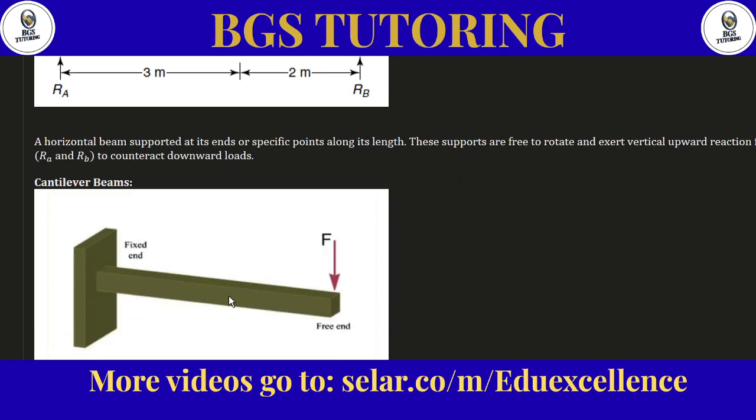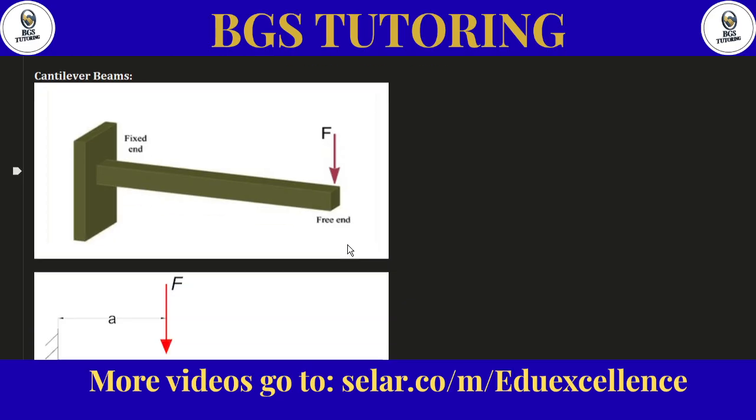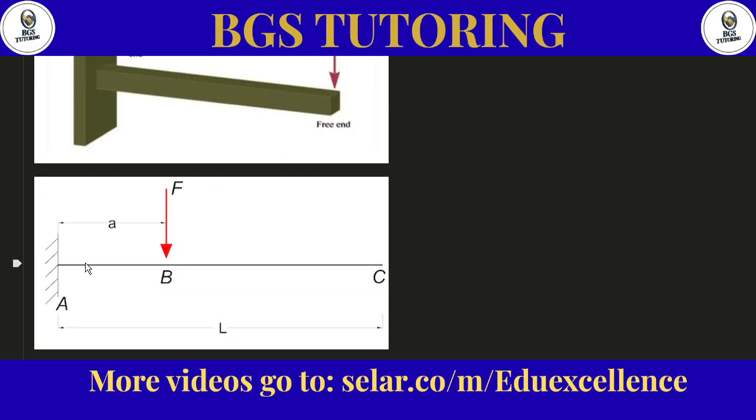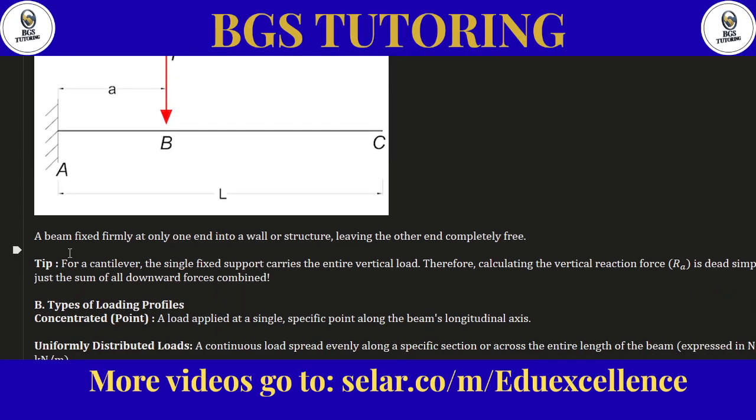The other one that we have is a cantilever, and it looks like this. It will have a fixed end and a free end on the other side. Usually in the exams you'd find it like this in the diagrams. It is fixed firmly at one end, and the other end is just free. When you're looking at a cantilever, the single fixed support carries the entire load. The entire load is carried by side A in this case.